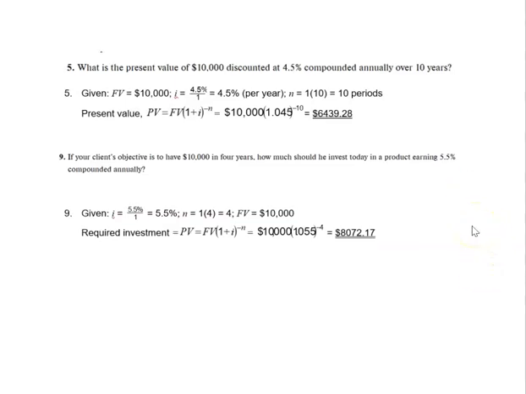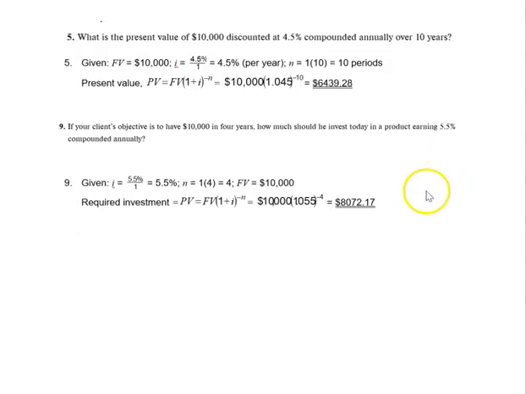For number 9, if your client's objective is to have $10,000 in 4 years, how much should he invest today in a product earning 5.5% compounded annually? So again, we've got our I, our periodic, is 5.5. We have an N of 1 multiplied by 4 gives us 4. Future value is $10,000. So therefore, the required investment today for our client is $8,072.17.